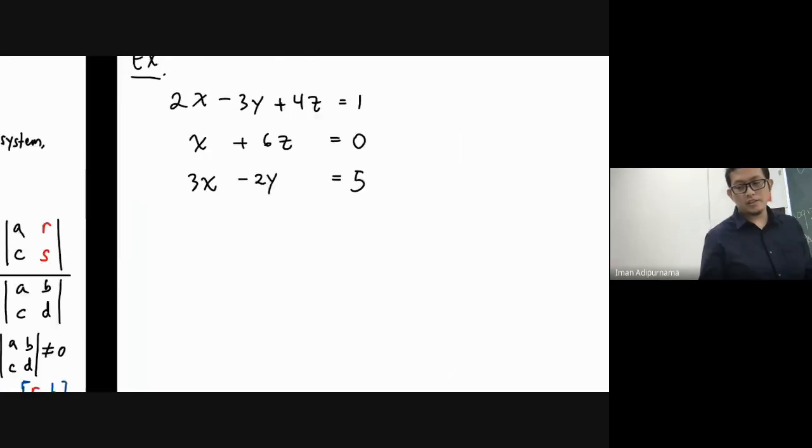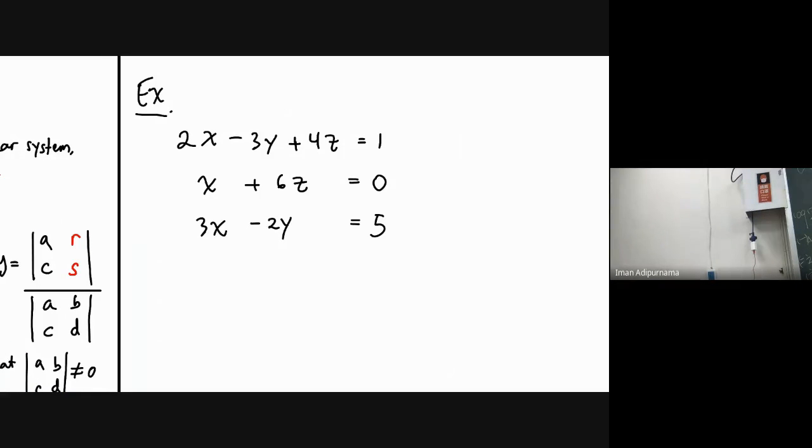So what if we have equations where the first equation has 3 variables, x, y, and z, and the second and third have only 2, x, z, and x, y. How do we solve this by Cramer's rule? If you look at the second equation, it doesn't have any y, right? So we can compute y as 0. And here, x, y, there is no z, so we can compute z as 0.